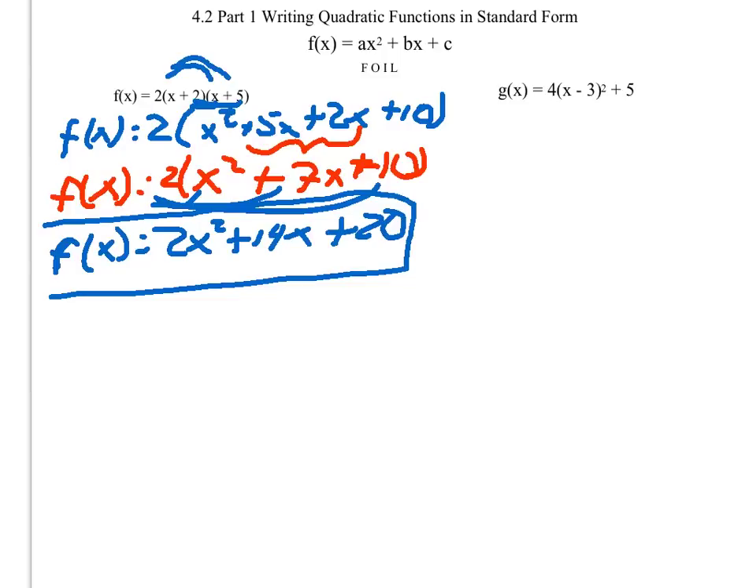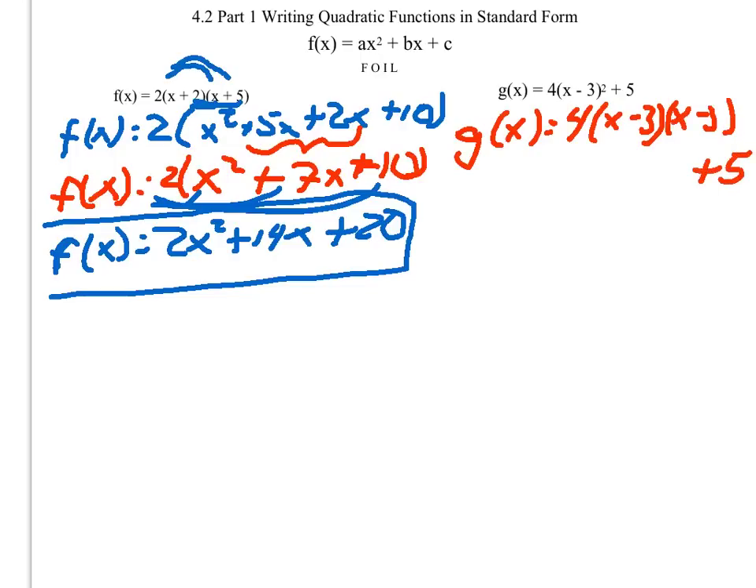Next, we're going to move over to g of x equals 4 times x minus 3 squared plus 5. So notice it's slightly different here with the x minus 3 squared, but what that really means is g of x equals 4 times x minus 3 times x minus 3, and then you still have that plus 5 tagging along. So we can still FOIL with these two parts right here. So that's what we're going to do first.